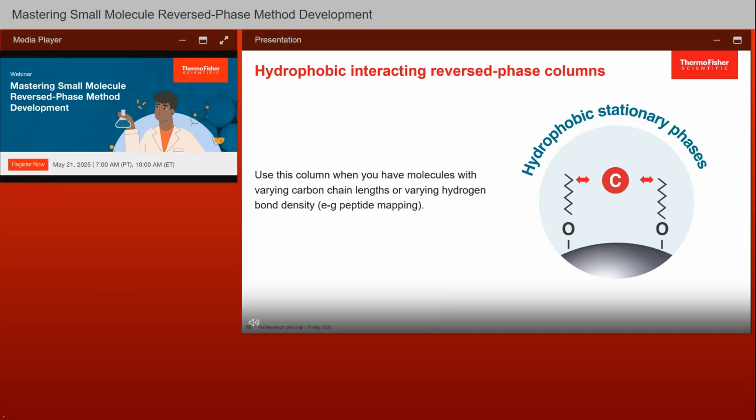This type of stationary phase consists of a non-polar hydrophobic material which interacts with the hydrophobic portion of your analyte, allowing for the separation based on hydrophobic partitioning on the stationary phase. These phases separate molecules based on the degree of hydrophobicity. The more hydrophobic the molecule is, the higher the retention on the column.